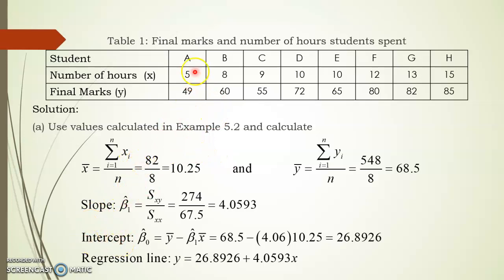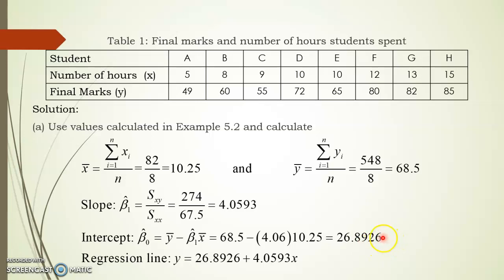And then we need to calculate the intercept. So you need to find the average of data x and also the average of data y. The average uses the same formula that you learned before: just total up all these values and divide by the sample size. That will give you 10.25 for number of hours and 68.5 for final marks. Substitute all of this into the intercept formula, and you have 26.8926. So this is your y-intercept.